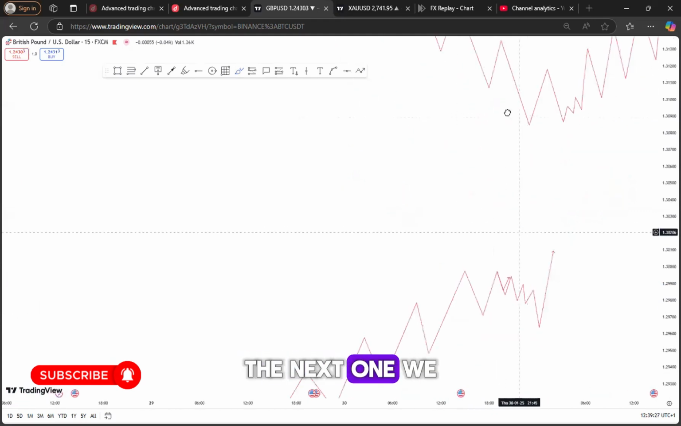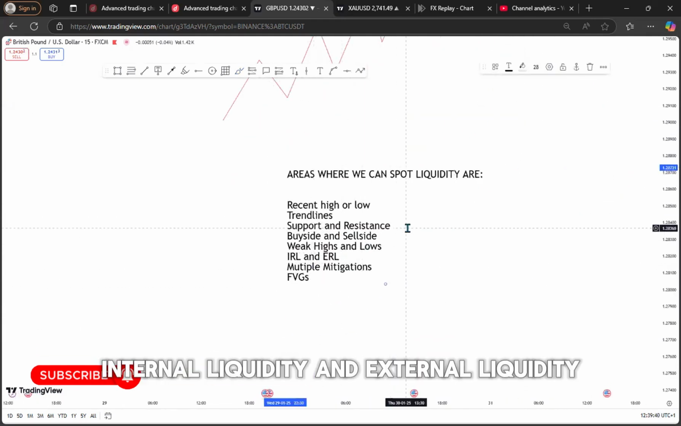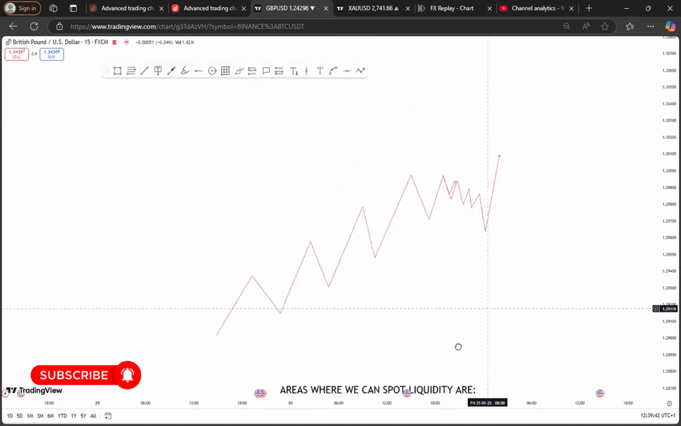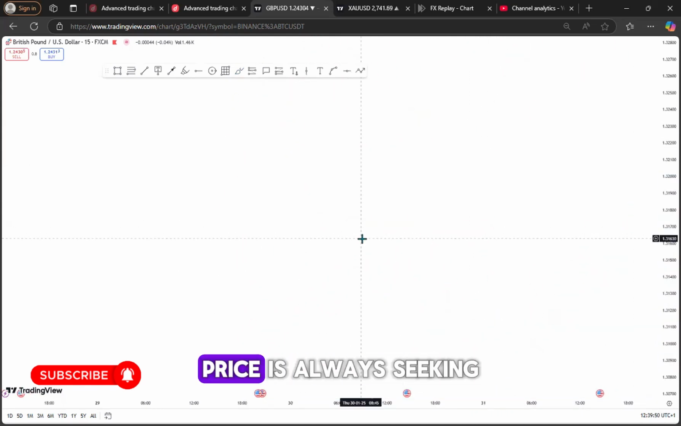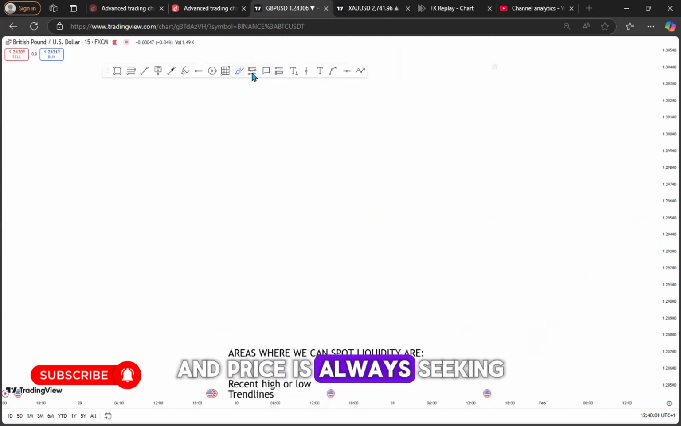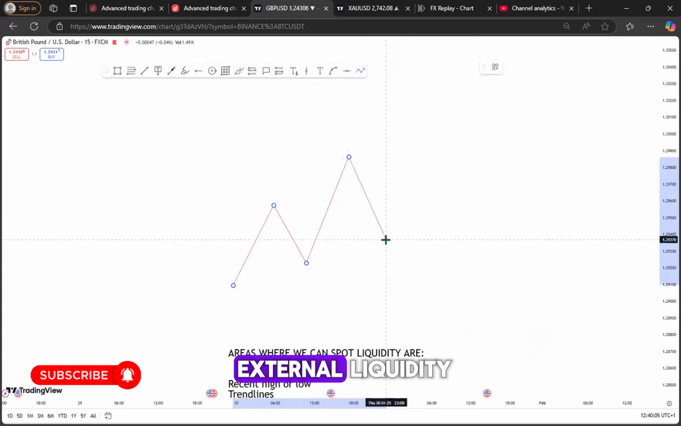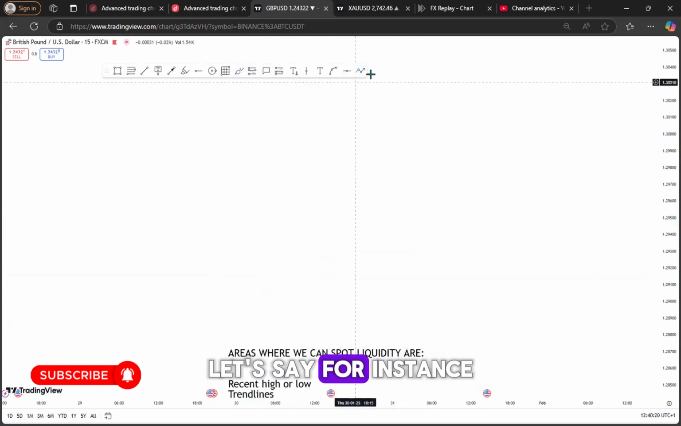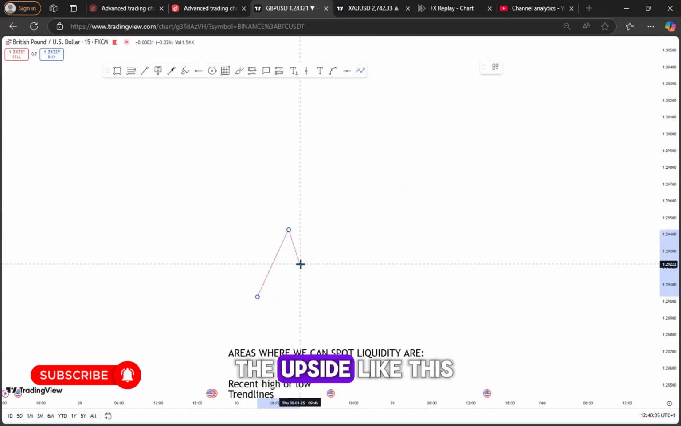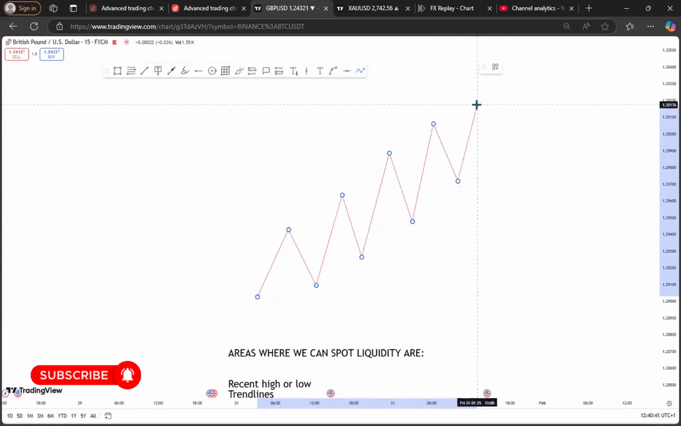Now, the next one we have here is what? We have internal liquidity and external liquidity. Like I said earlier, price is always seeking liquidity, and price is always seeking from internal liquidity to external liquidity. Let's say, for instance, price is pushing to the upside like this, pushing to the upside like this.